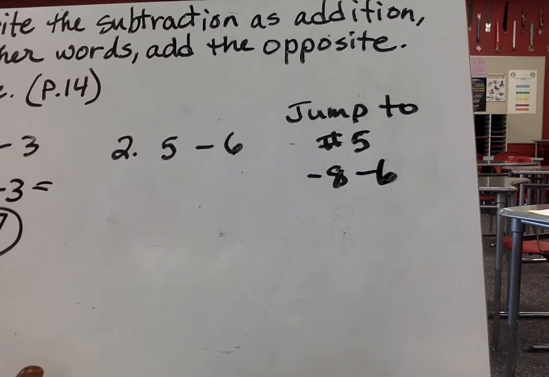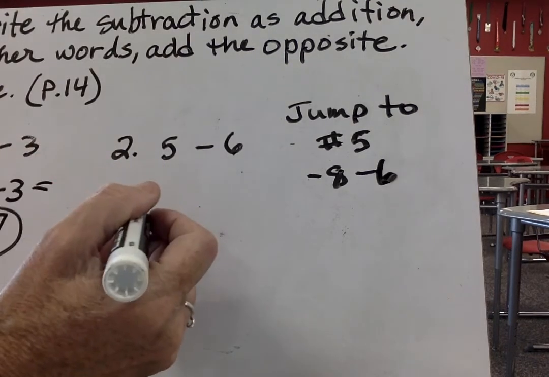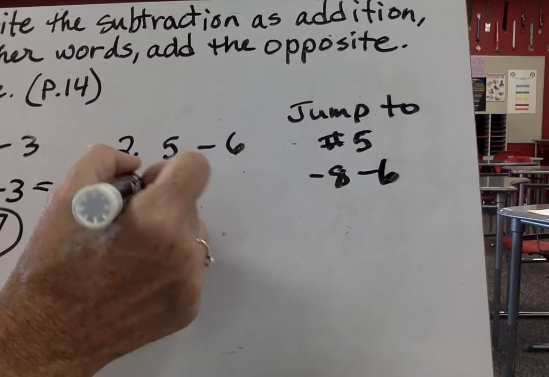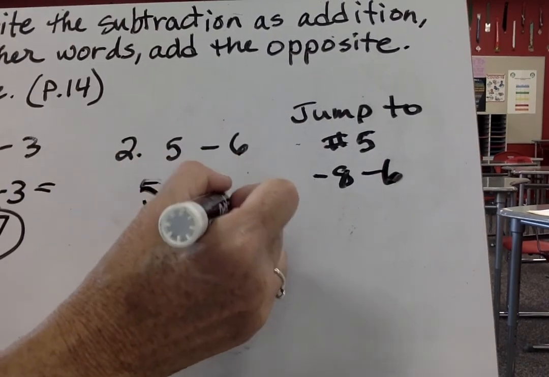-7. Okay? So again, you need to rewrite that and make sure that shows your work. Rewrite and then solve. The next one, 5 minus 6. If you look underneath, rewrite 5 plus a -6.